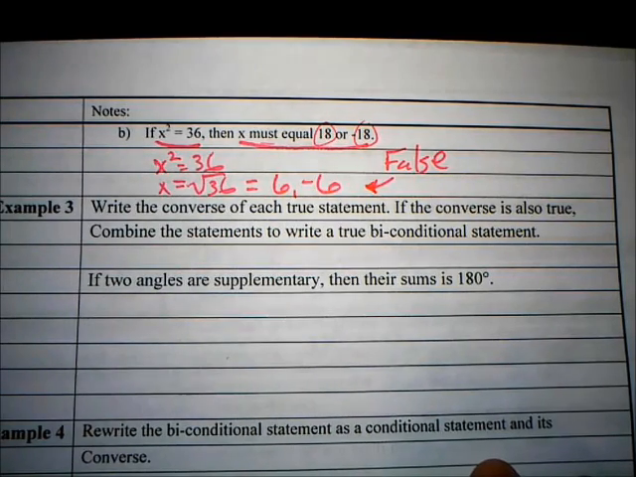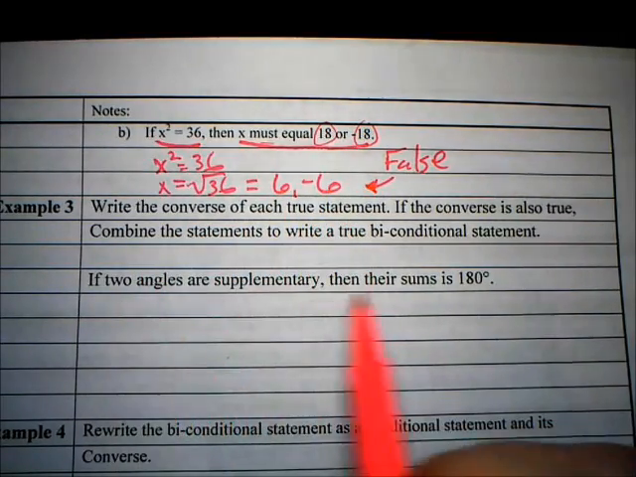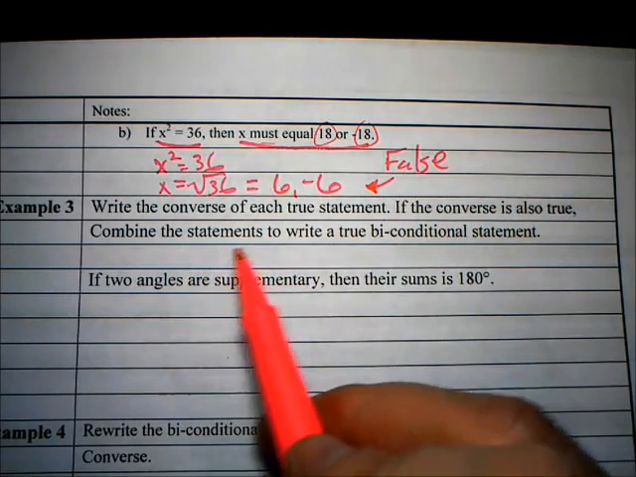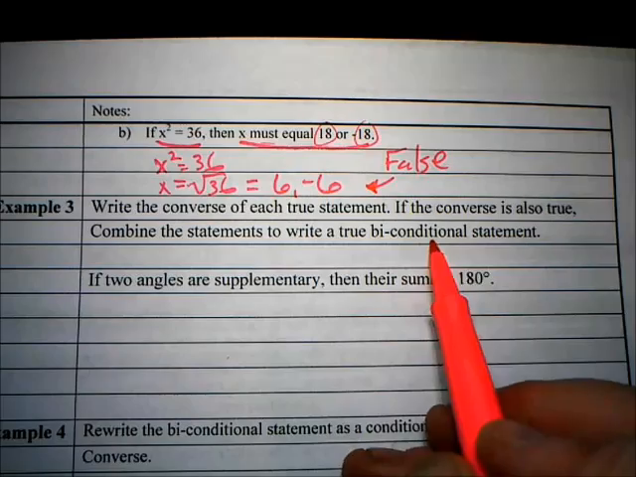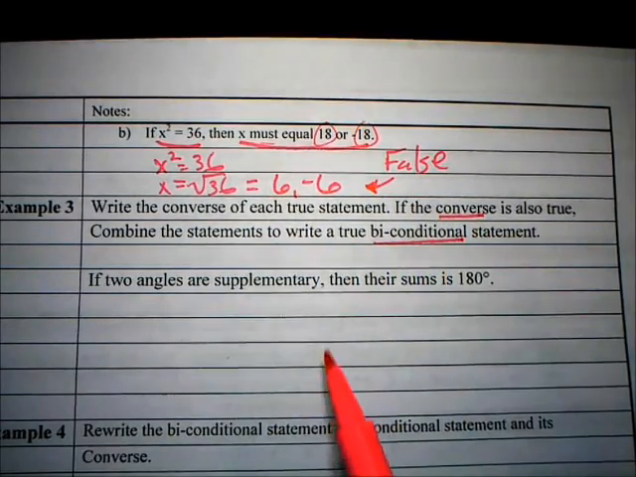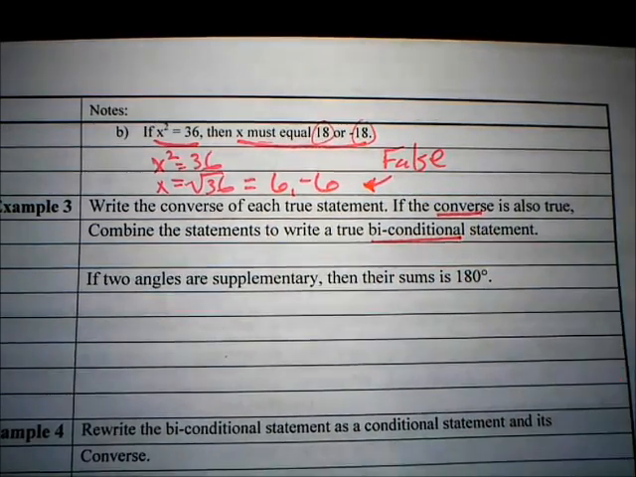Okay. On number 3, write the converse of each true statement. So here's our statement, and we want to write the converse of this. If the converse is also true, then we're going to combine it to write a true biconditional statement. So we're going to first write the converse, see if it's true. If it is true, then we're going to rewrite the statement into one sentence.